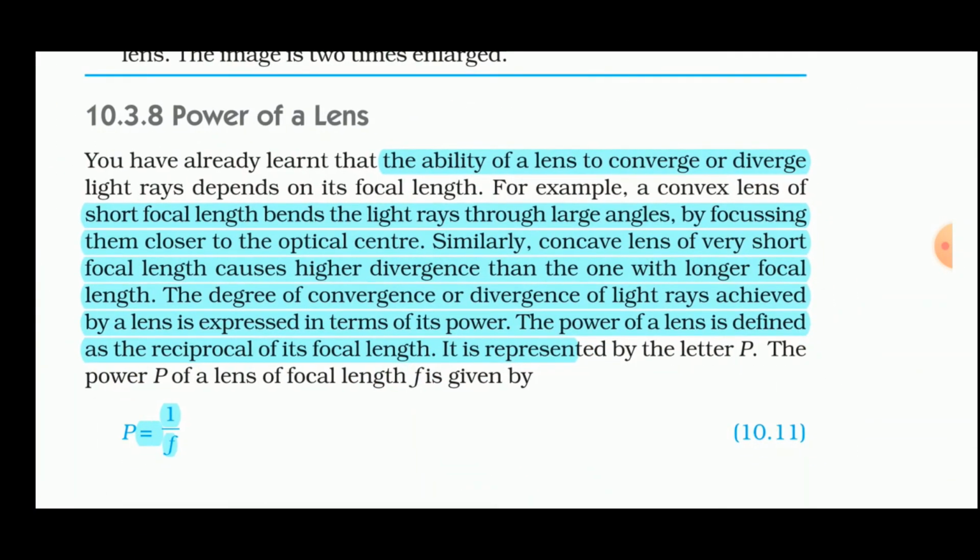Next, we will see the power of the lens. The ability of the lens to converge or diverge light rays depends on its focal length. A convex lens of short focal length bends the light rays through large angles by focusing them closer to the optical center. Similarly, a concave lens of very short focal length causes higher divergence than one with a longer focal length. The degree of convergence or divergence of light rays achieved by the lens is expressed in terms of power. The power of the lens is defined as the reciprocal of the focal length. It is represented by the letter P, and P is given by 1/f.